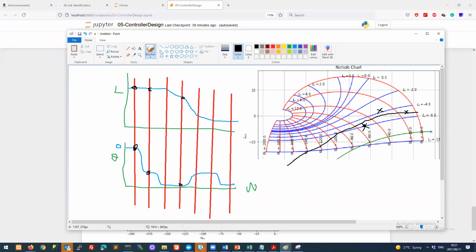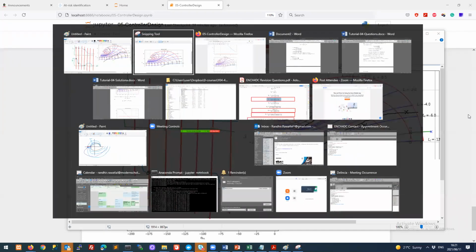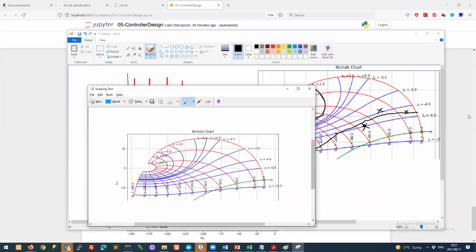And then you look at what adjustments you must make to get yourself tangent to this line here, which gives us nice performance. Yeah, that's basically it. Any other questions or comments there?